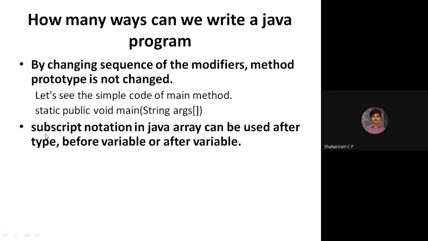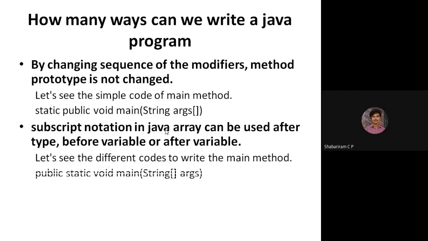Okay, next you can also change the subscript notation. So it is a Java array. It is not only for this case, you can do the same thing for all Java arrays, right? So for example, you can see different codes. This is whatever we have seen in your basic program. Okay, String, square bracket, space, args. So args is an object of class String.